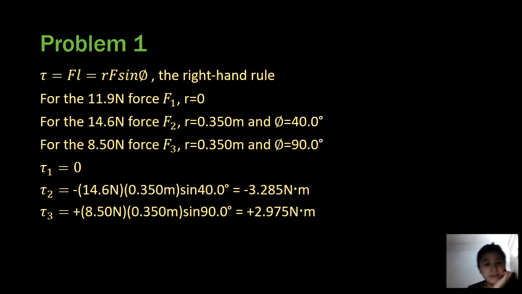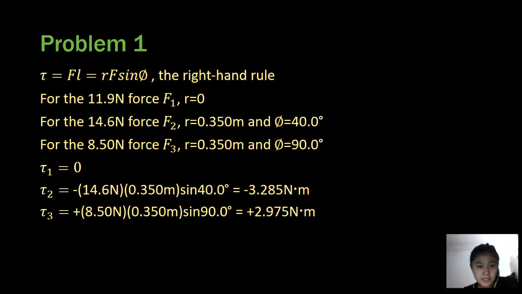For the second force, the value is negative because the rotation of the wheel is clockwise. So negative 14.6 newtons times its radius, which is 0.350 meters, times sine 40 degrees because of the angle of the force. Computing that, we would get negative 3.285 newton meters. And for the third force, we will compute its torque.